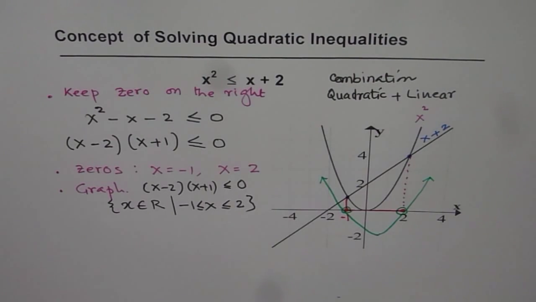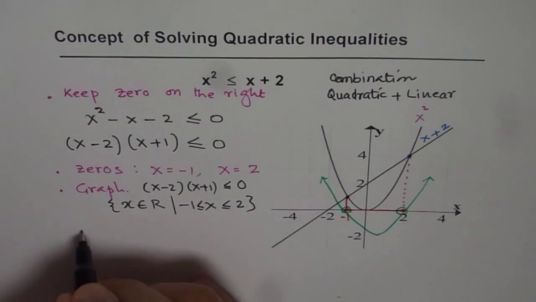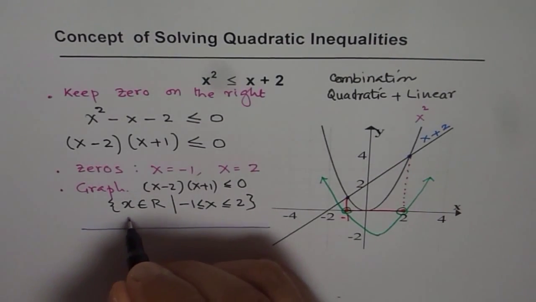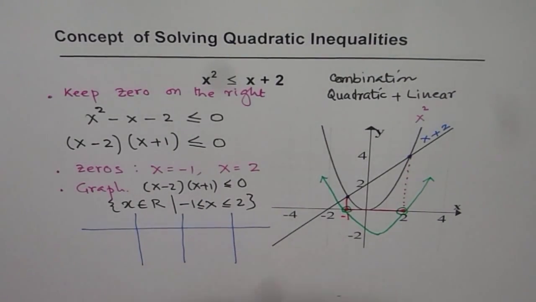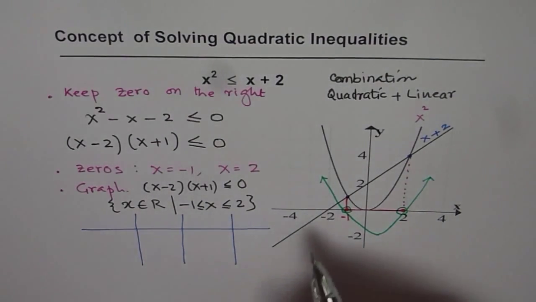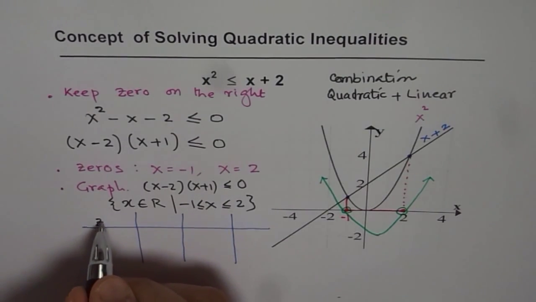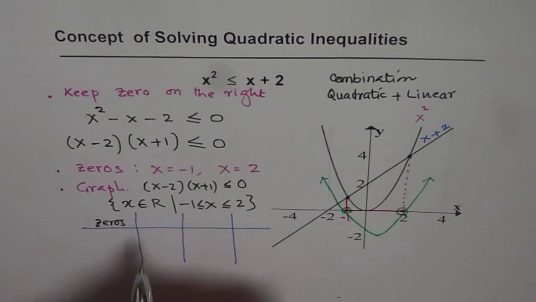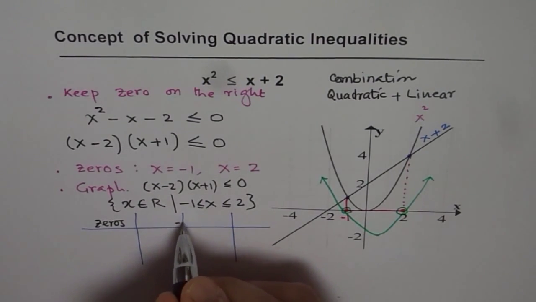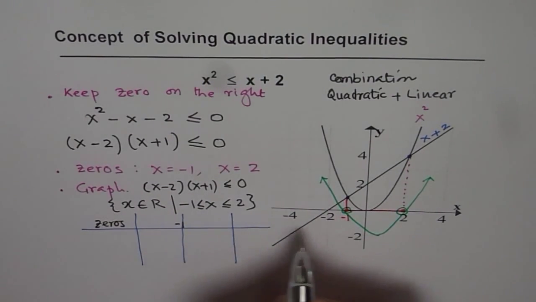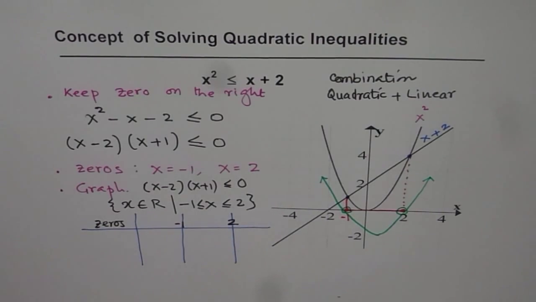And then we talked about the table of values, right? So the table of values is kind of like this. What we do is we make a table with the zeros on it. We know the zeros are at -1 and at 2, right? So these are the zeros.